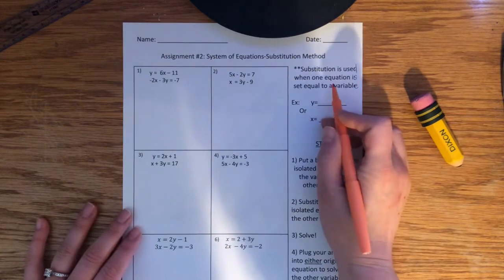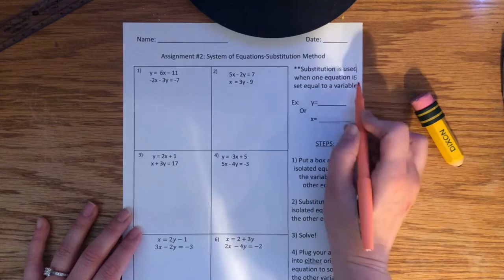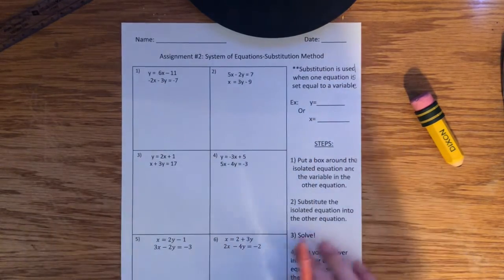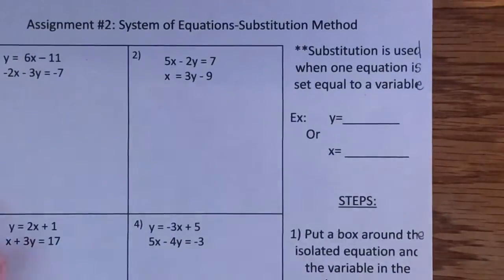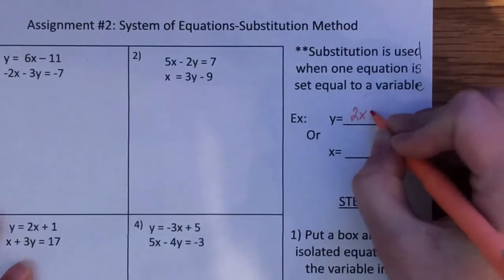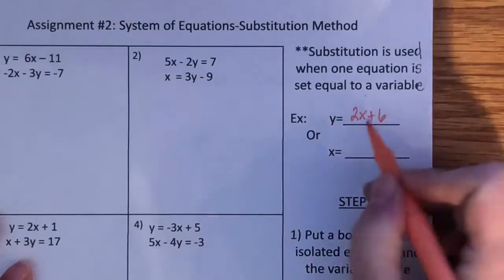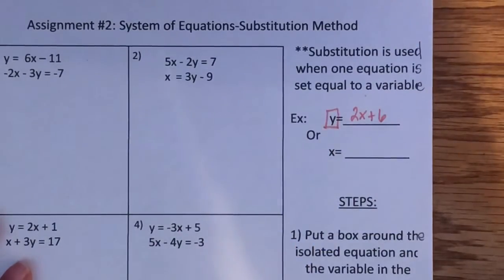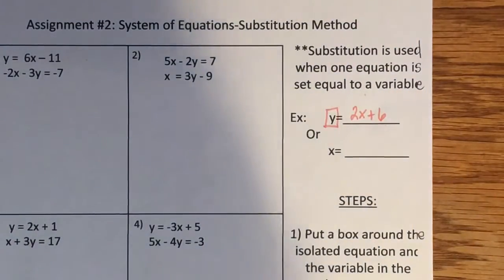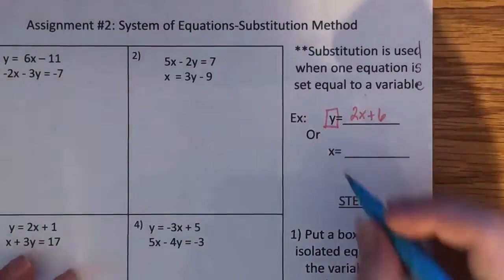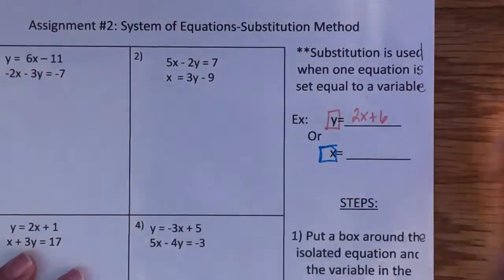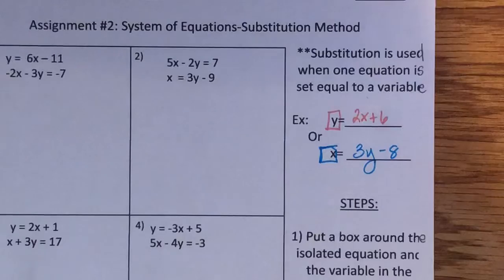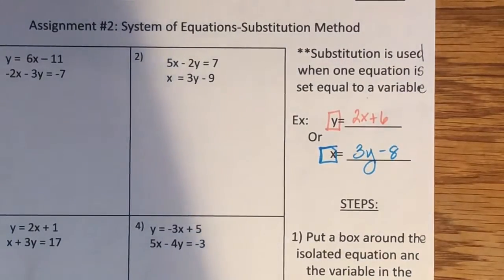So first of all, substitution is used when one equation is set equal to a variable. So for example, you may see something that says y equals 2x plus 6. So as long as the y and the x are on opposite sides and the y is isolated, then you can use substitution, or they may isolate the x instead. So you might see something like x equals 3y minus 8. All right, so that's how you know when you're going to use substitution.